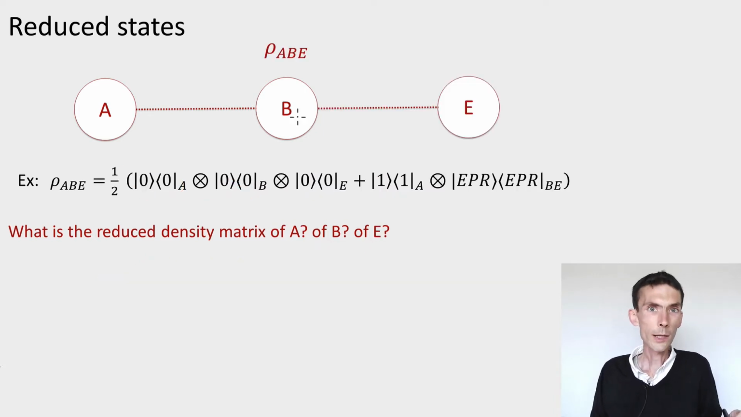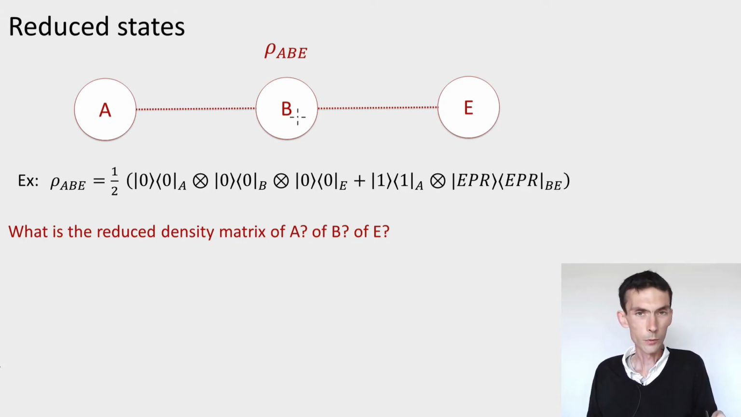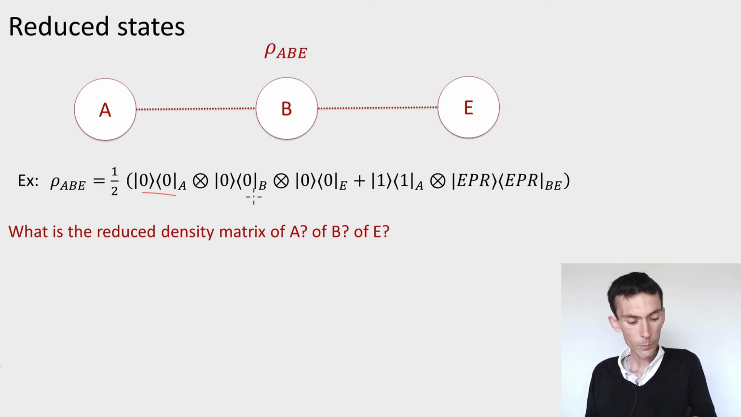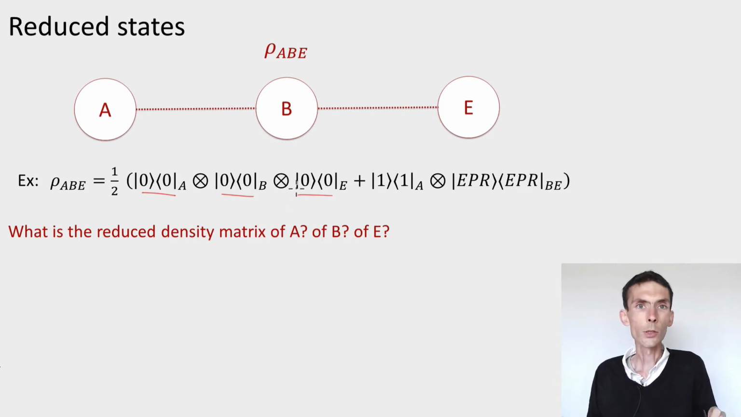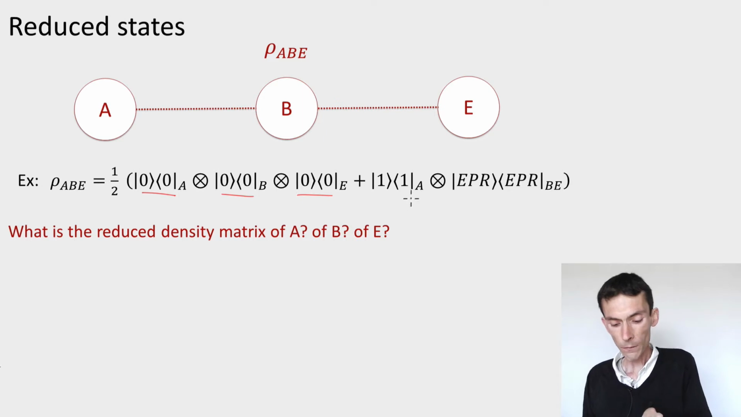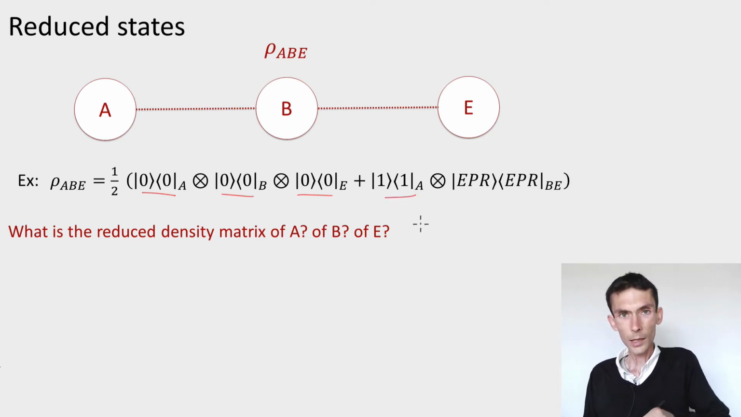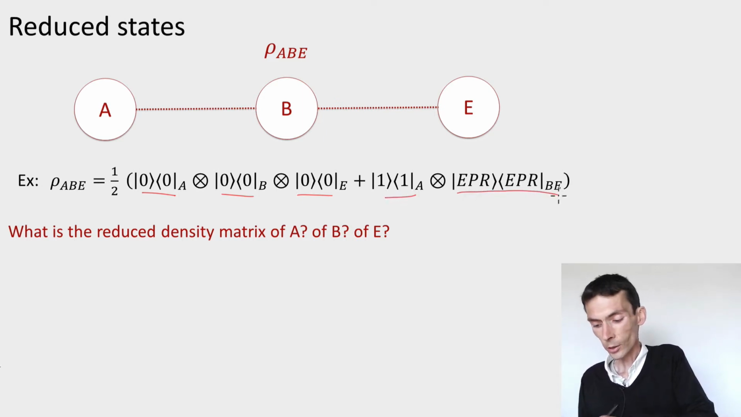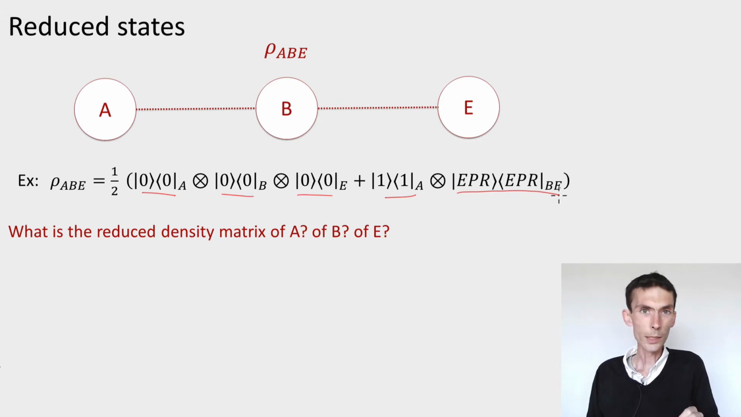So suppose the state is a tripartite state, A, B, and E, where A could be a user, Alice, B could be another user, Bob, and E would represent the system of the eavesdropper, Eve. And let's imagine that my state is like this. It's a uniform mixture, again, with probability half A, B, and E are in the 0 state. This is a tensor product state, pretty straightforward. But then with probability half, A is in the 1 state, and B and E are entangled. They're initialized into an EPR pair.